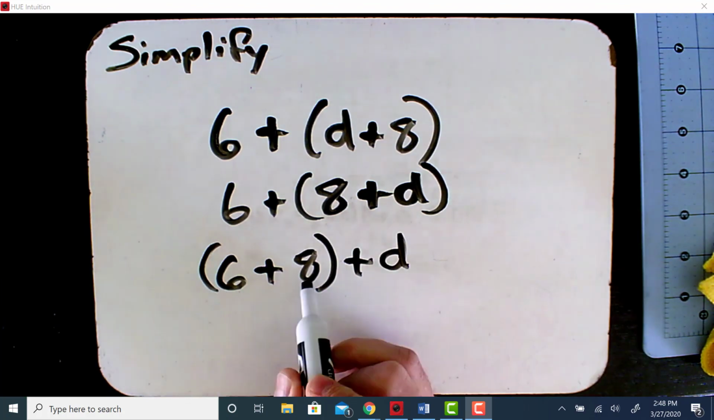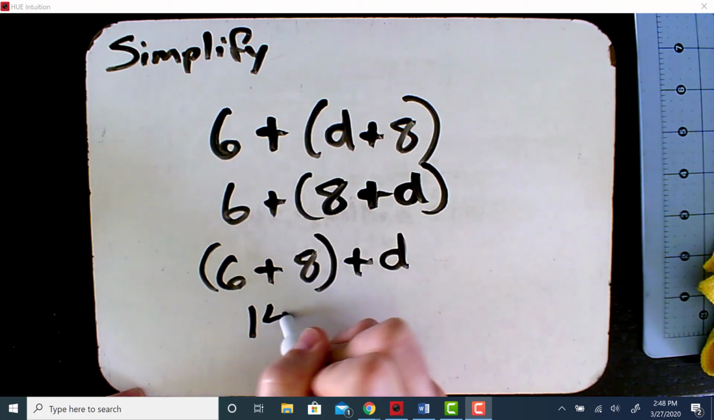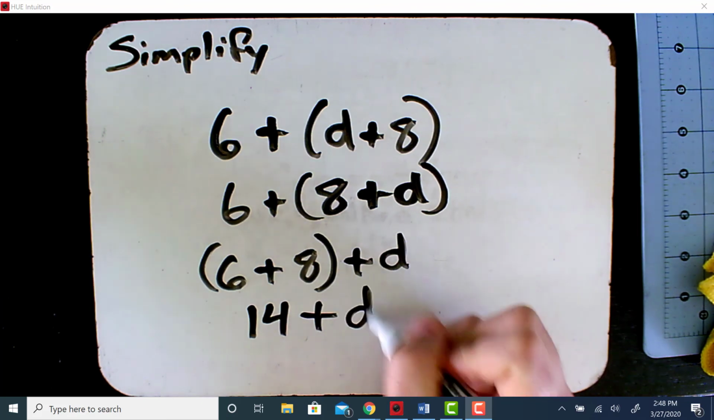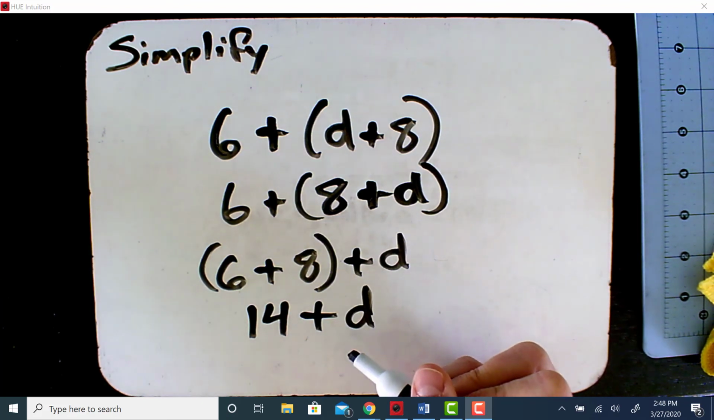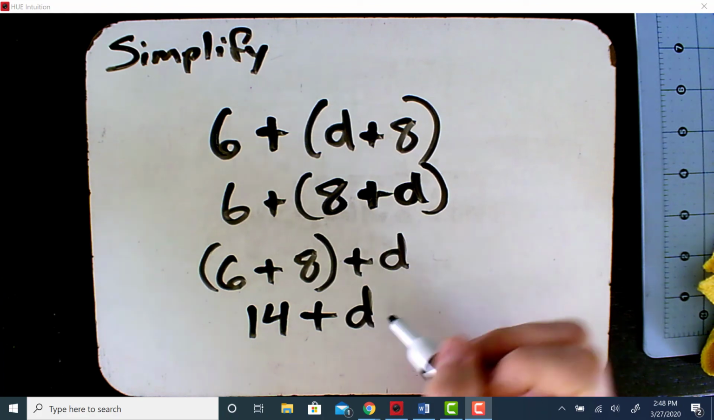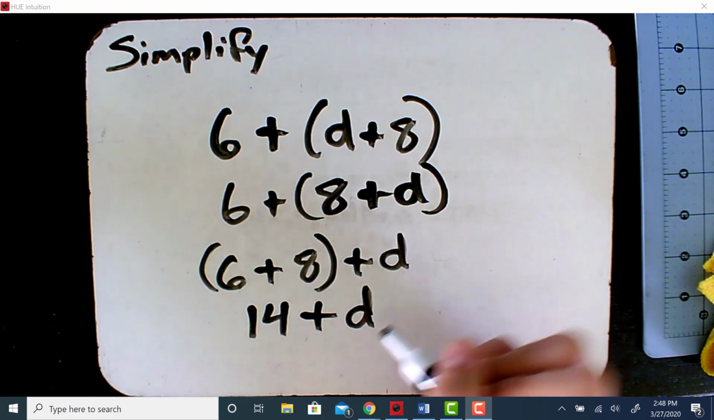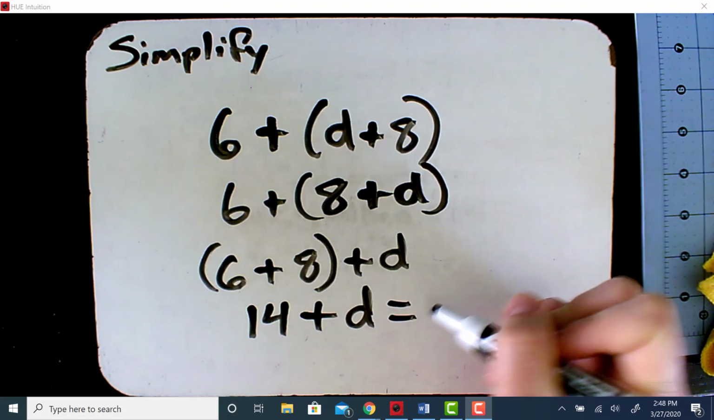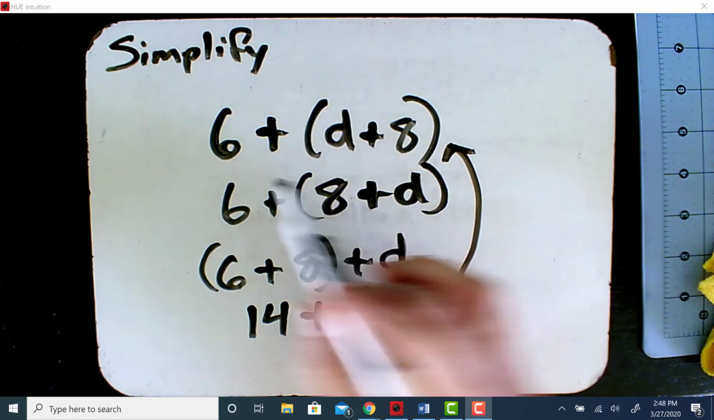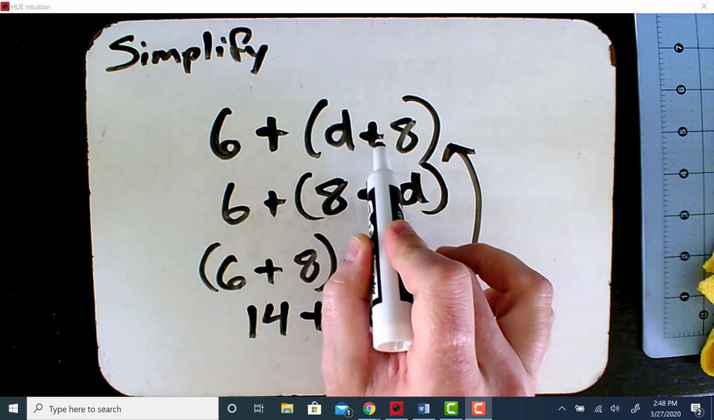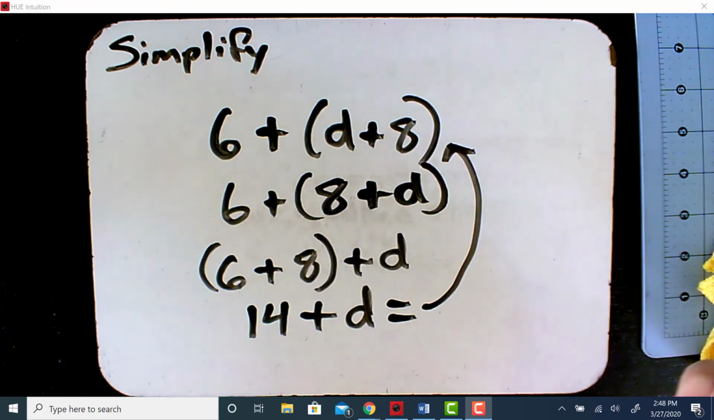6 plus 8 is going to get me 14. And I have plus D. Those can't be added, so this is as simple as I can get. And now I have my simplified expression. My 14 plus D is the same as my original expression, 6 plus D plus 8. Okay, so that's using our properties to help us simplify expressions.